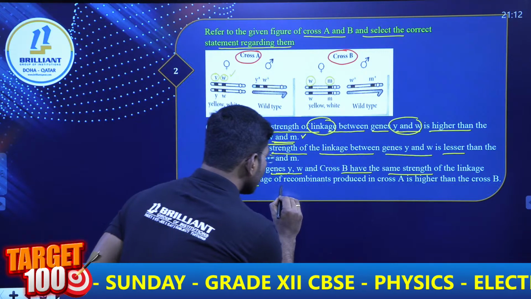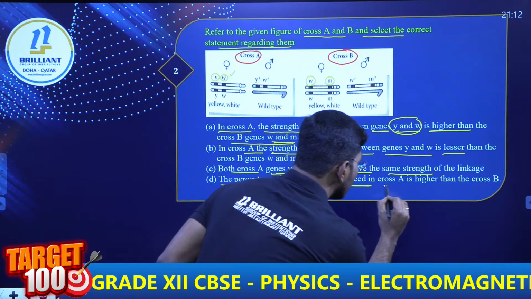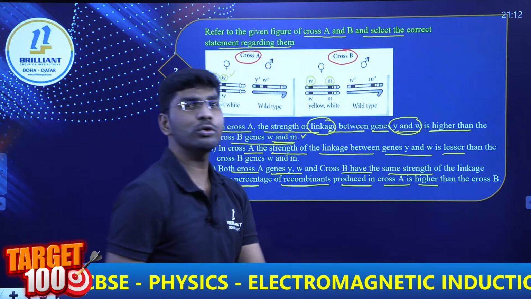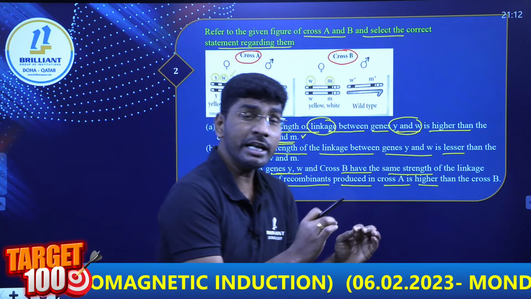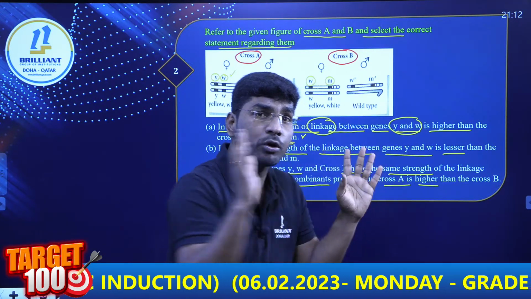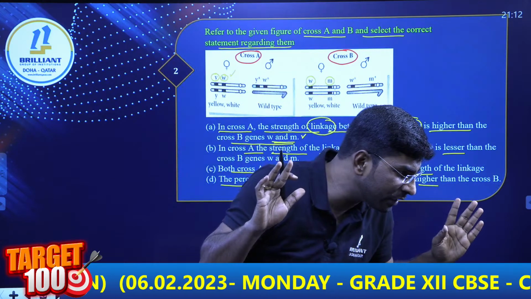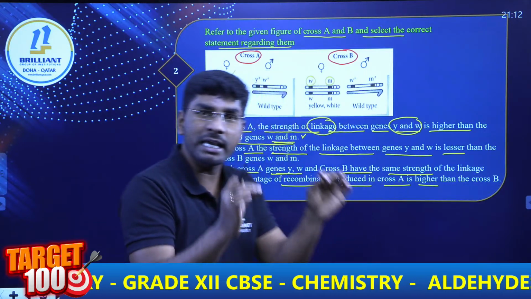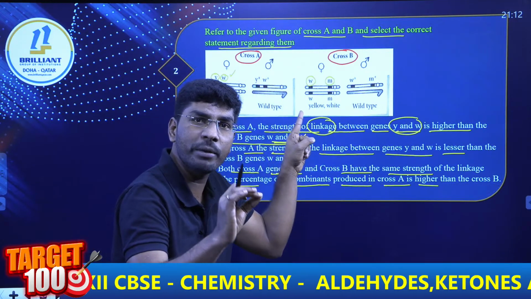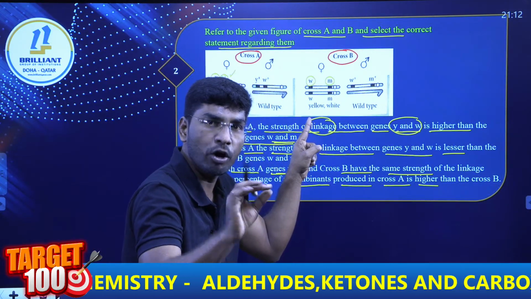The percentage of recombination produced in cross A is higher. No, recombination will not be higher. Why is recombination not high in cross A? Come on, students, any one of you? Adil? Allah? Any one of you? Reshma? Why in cross A is recombination very less, or not high?